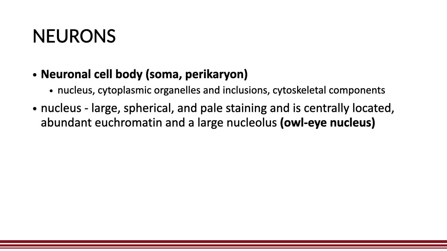The main parts of a typical neuron include the cell body, and this is also known as the soma or the perikaryon, excuse me. The soma or the cell body is the main part of the neuron that contains the nucleus and other organelles that are responsible for carrying out the basic functions of the cell.